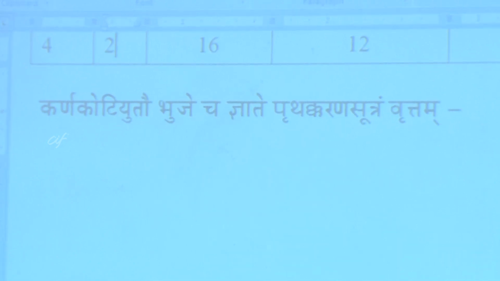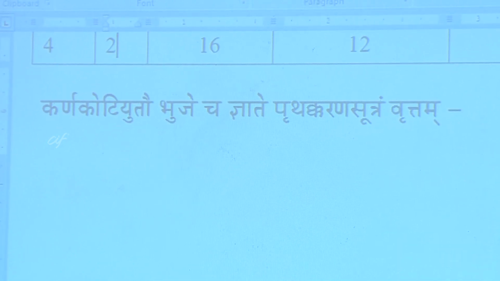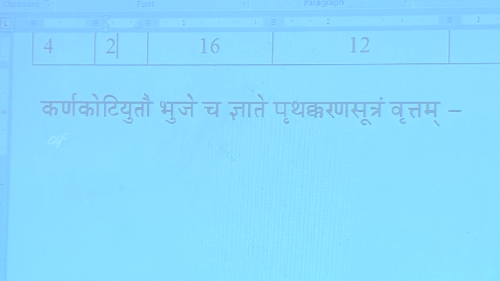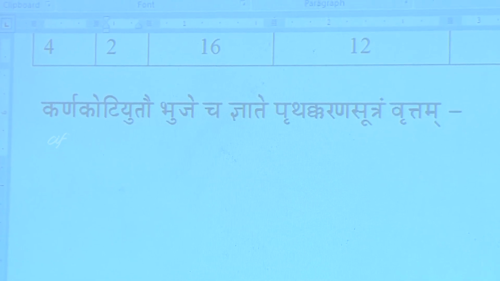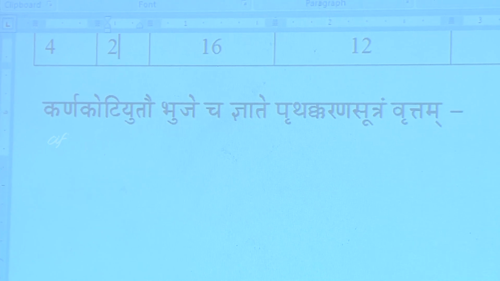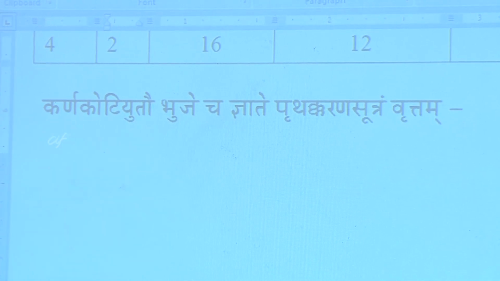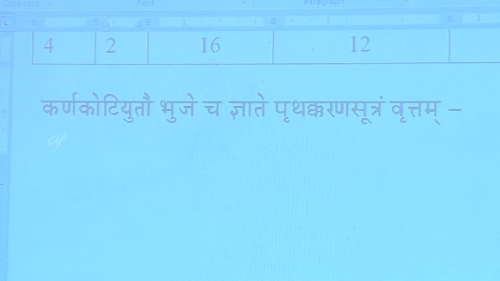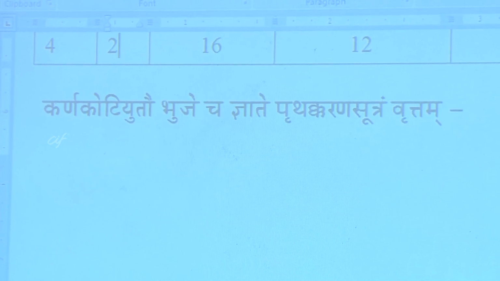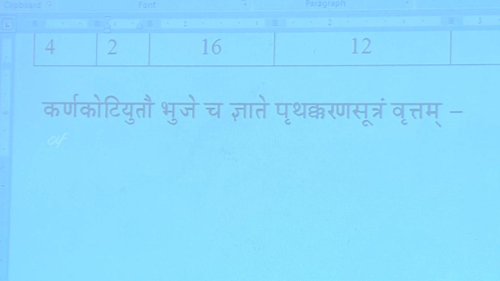Koti, that is altitude or perpendicular. Yuto means this summation. If we know the sum of the altitude and the hypotenuse along with its base, then पृथक कर्ण सूत्रम.